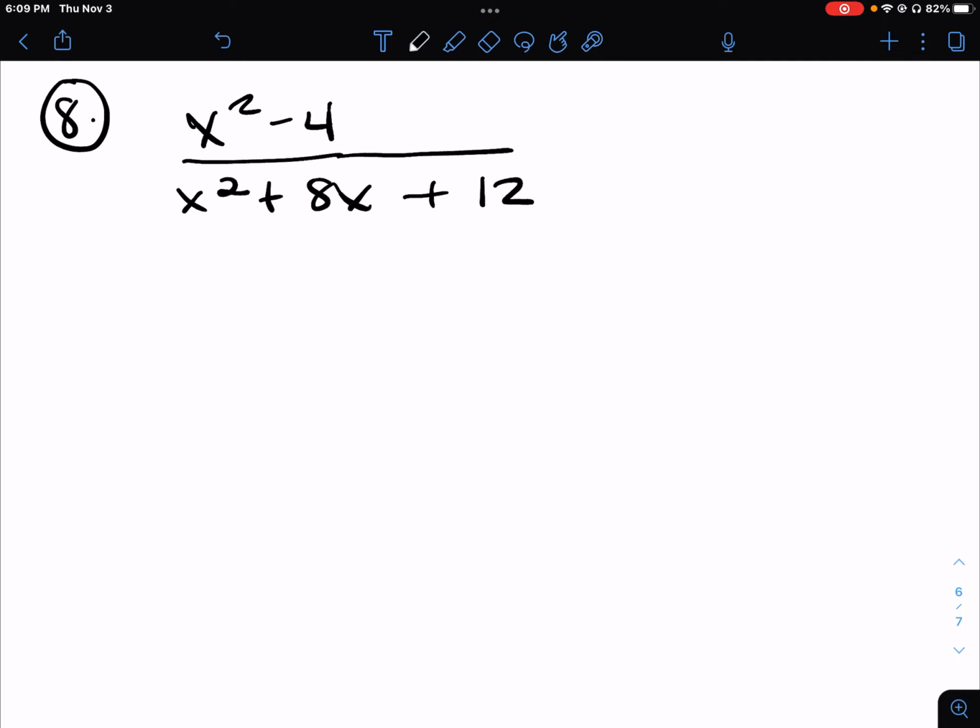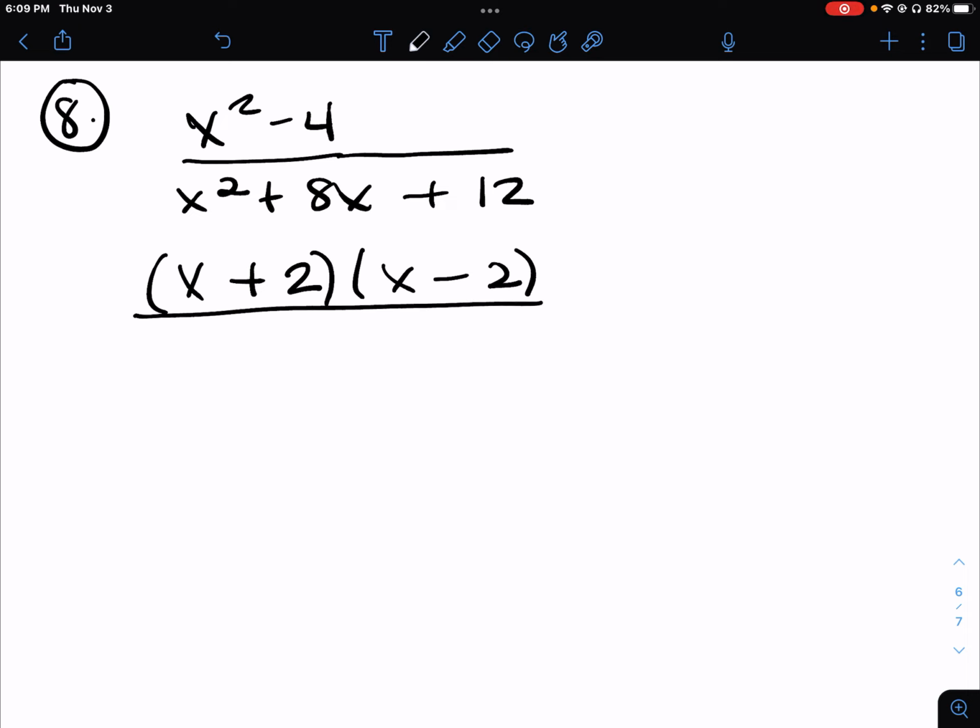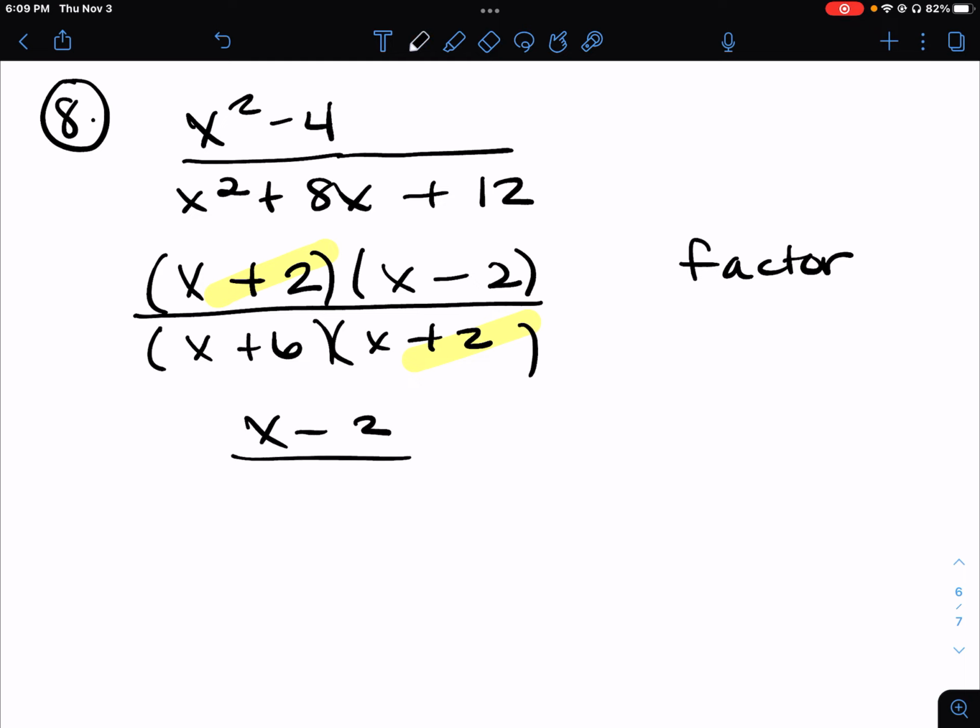Okay, simplify. We'll factor first. That's a difference of squares on top, plus 2 minus 2. On the bottom, that's a trinomial with an understood 1. So multiply to 12 and add to 8 will be 6 and 2. Those divide out. So what we're left with is x minus 2 over x plus 6.